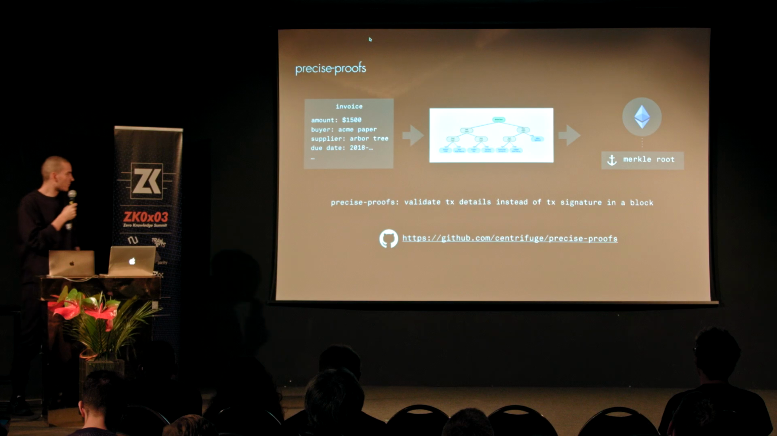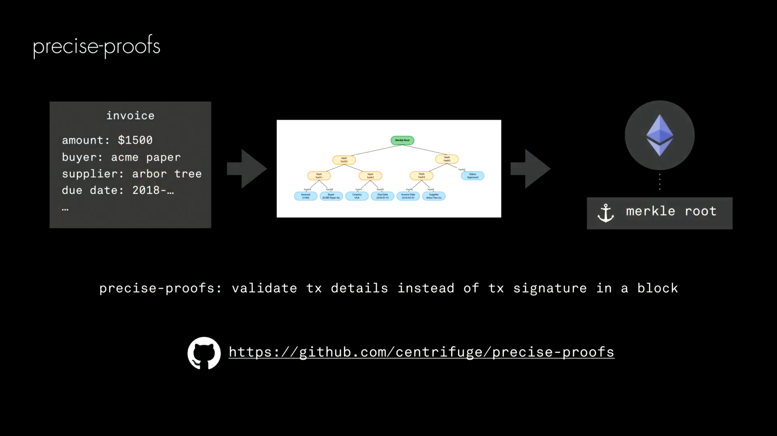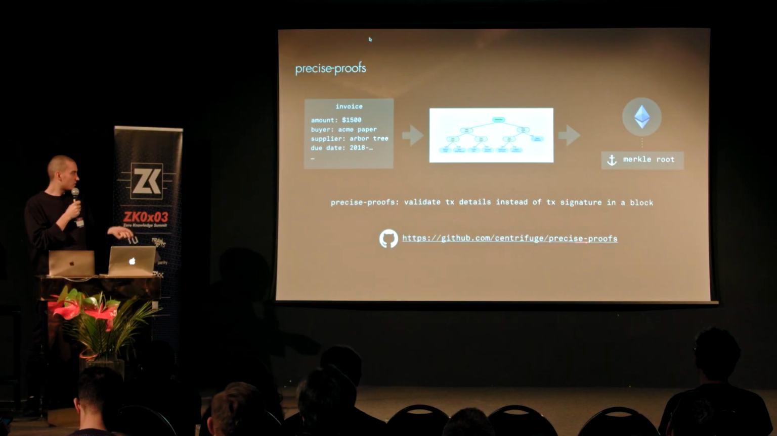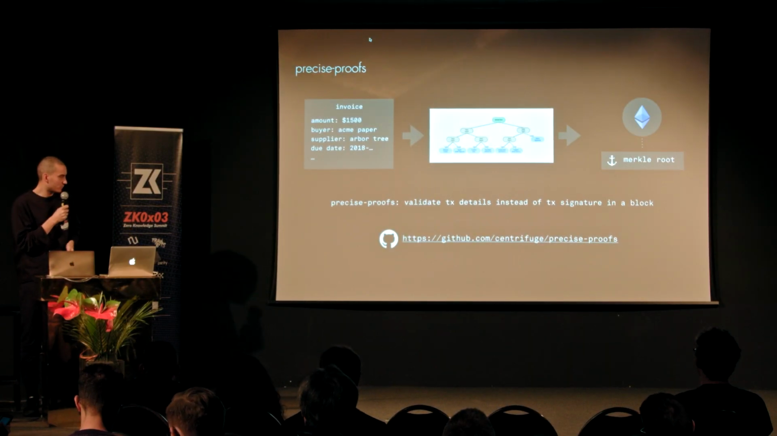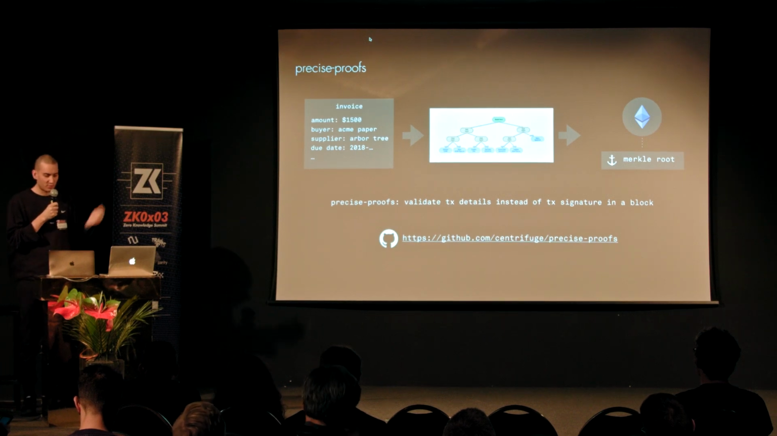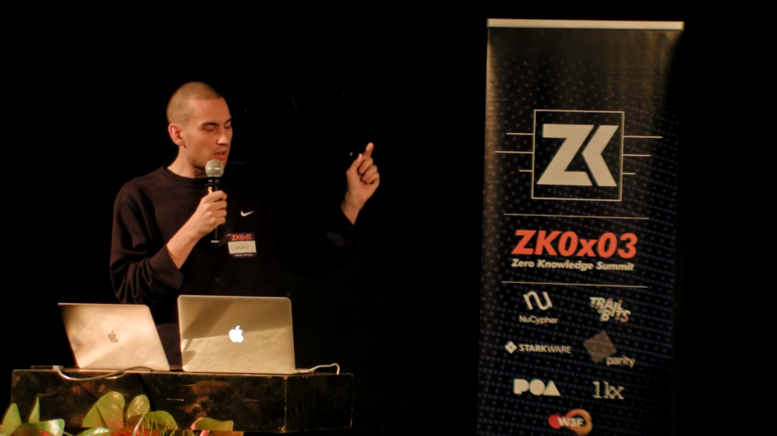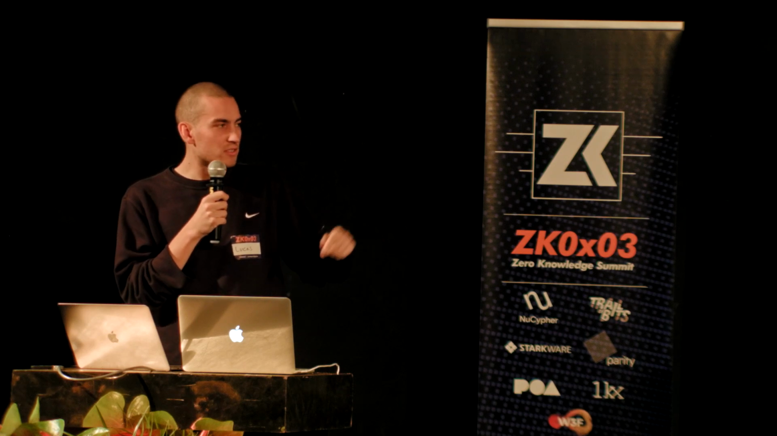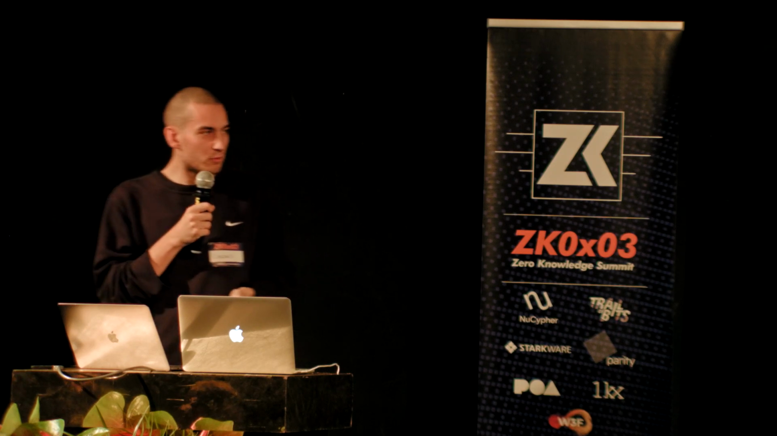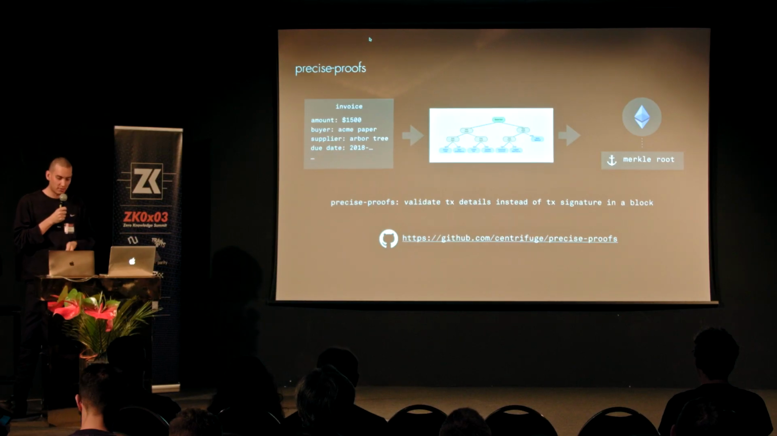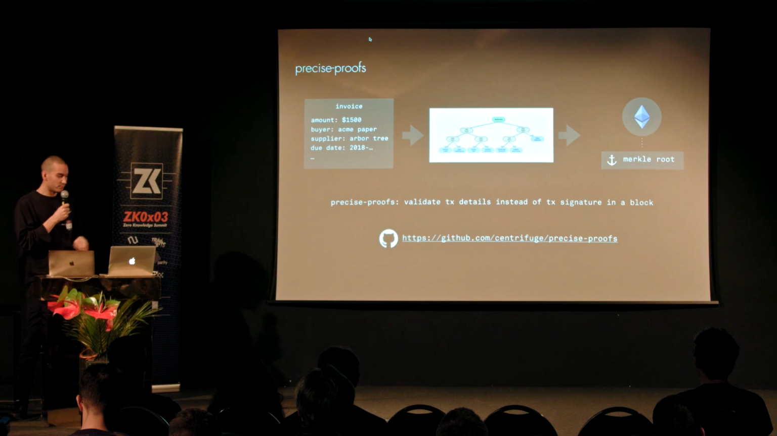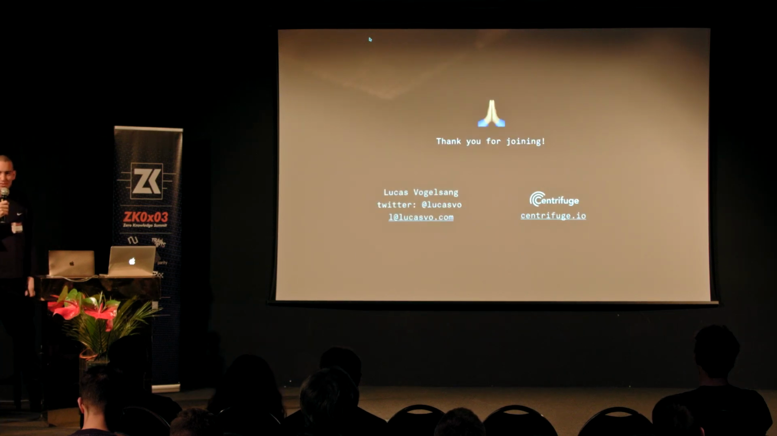All right, this concludes the quick introduction to the precise-proofs library. It's on GitHub. There's a Go implementation of it. You can play around with it and try to build your own complex trees. We support all sorts of different data types. You can have sets, embedded messages, and then create proofs very easily and validate them both in the browser and in Solidity. That's it. Are there any questions?